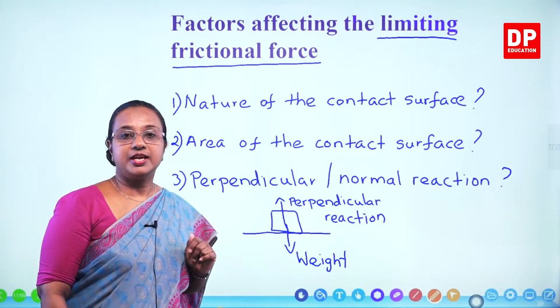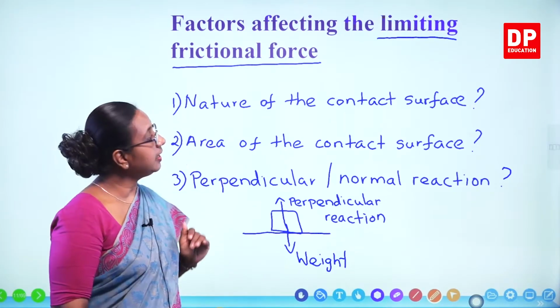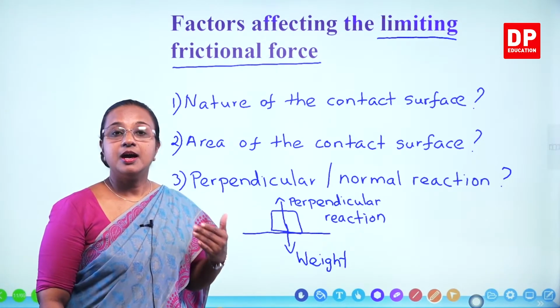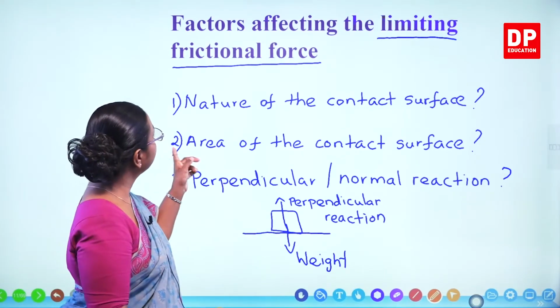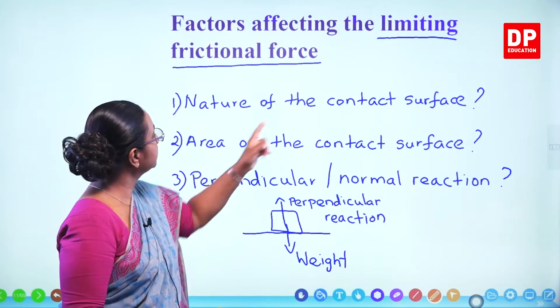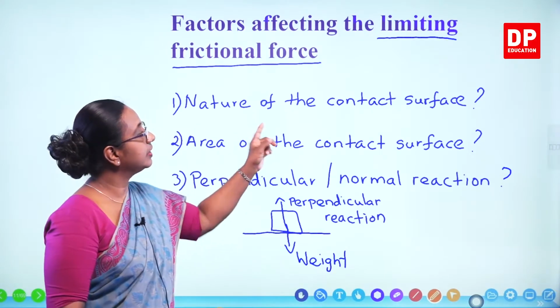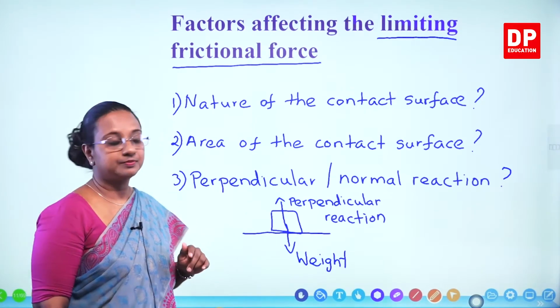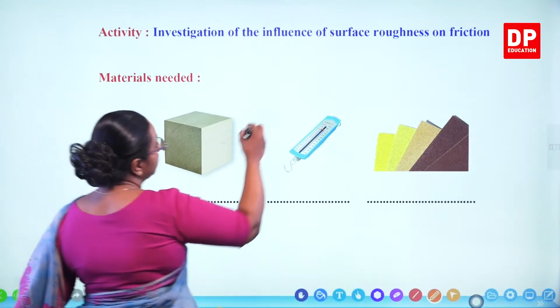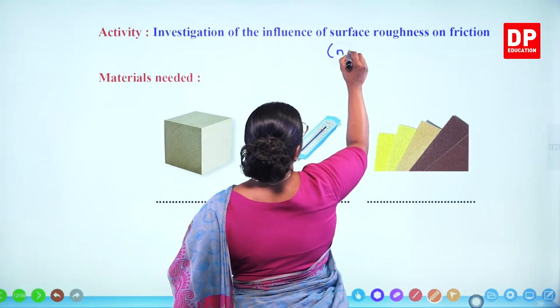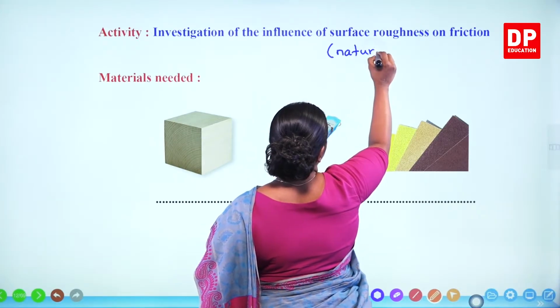Now let us check whether these three factors affect limiting frictional force. So we will start off with the first factor, nature of the contact surface. Investigation of the influence of surface roughness on friction. This is where we talk about nature of contact surface.